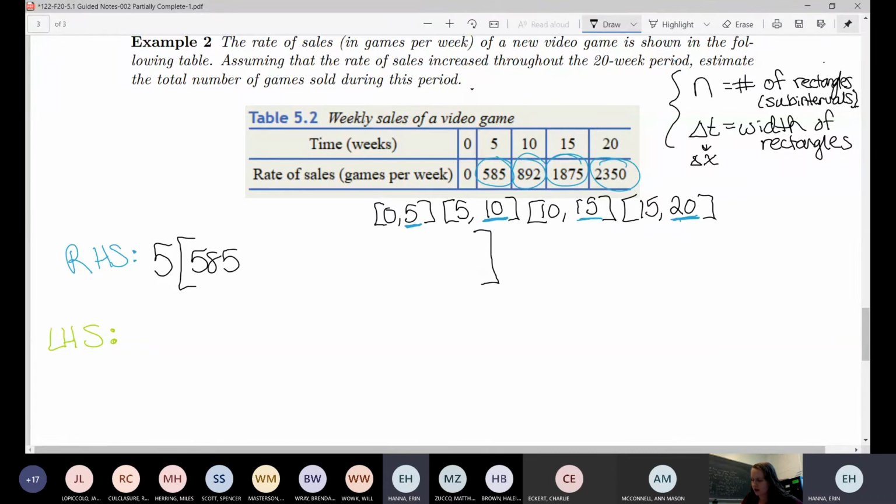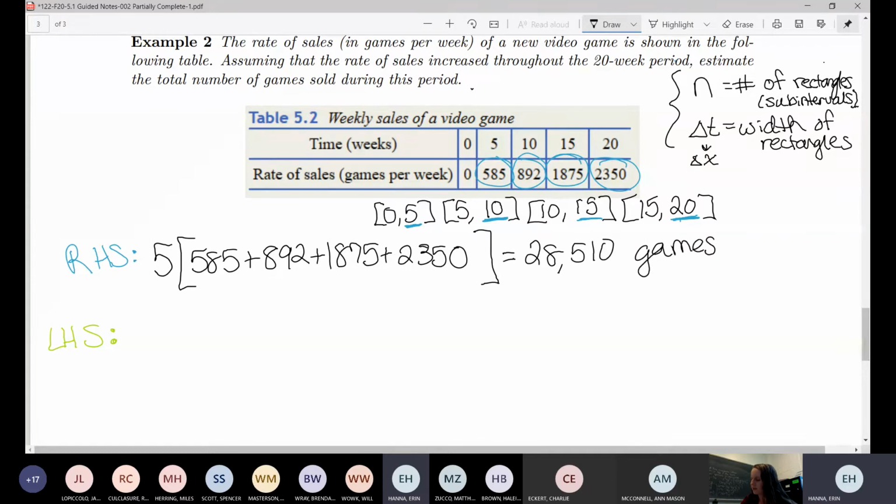So they'll go inside of my brackets. You don't have to make them brackets. They can be parentheses, but I just like using brackets. So essentially, if I were to distribute this out, that would give me the 5 times 585, 5 times 892, 5 times 1875, 5 times 2350. So putting it in the front, that 5, that width of the rectangles, is just a way to make you write less things. If we were to punch that into a calculator, because I hopefully trust and believe we can do that, you will get 28,510, and the units here are going to be games.